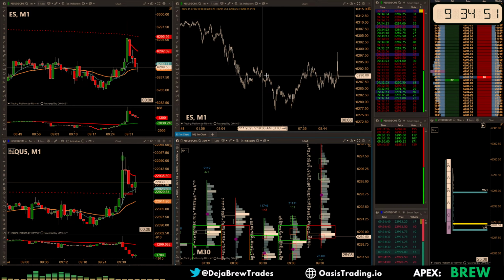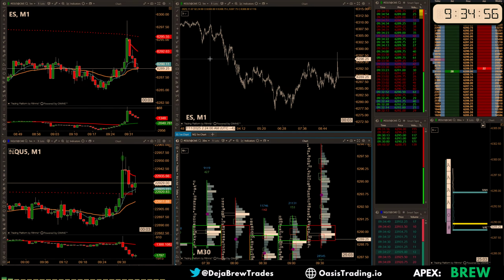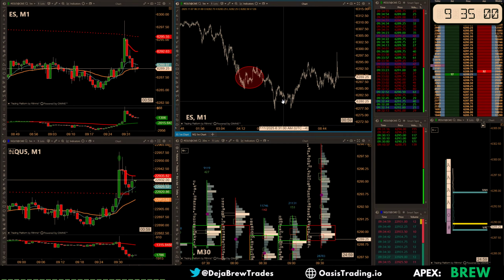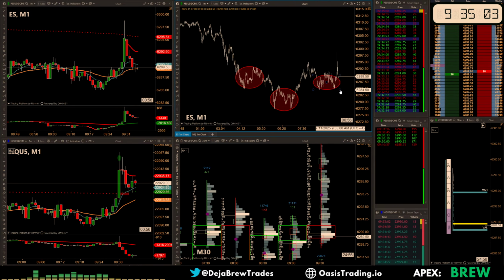Now, this is a very weird bulldog because it's kind of inside of an inverse head and shoulders. So we have the left shoulder here, we have the head of the inverse head and shoulders, and then the right shoulder there. So the bulldog is the right shoulder. It's like a pattern inside of a pattern.